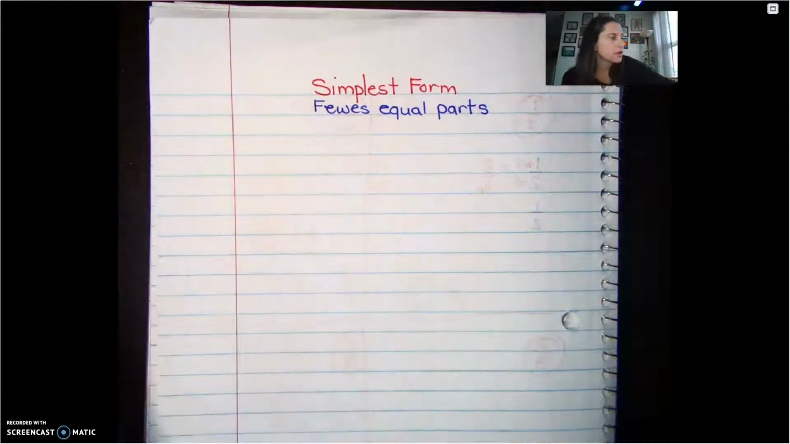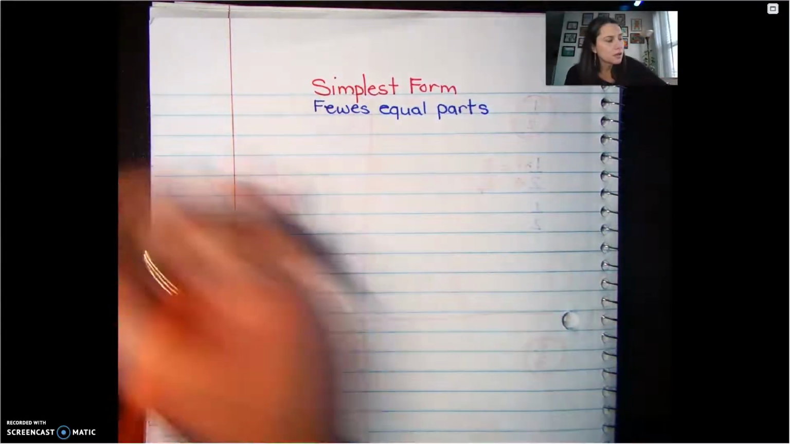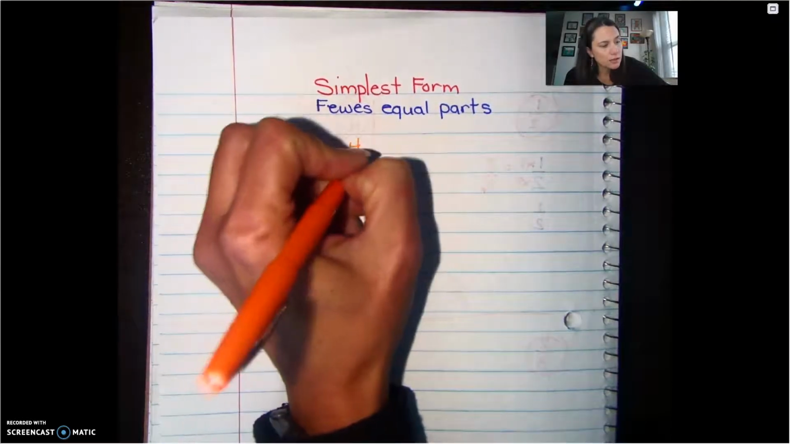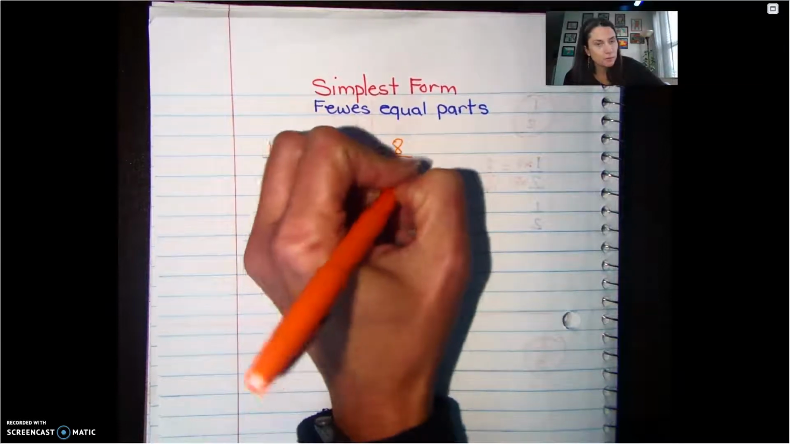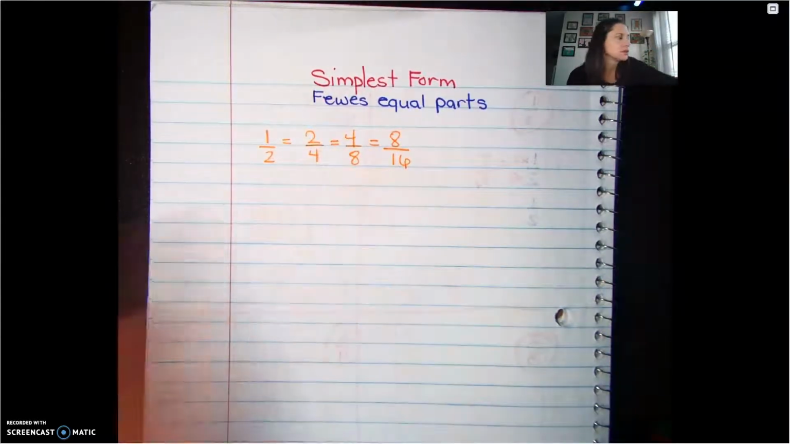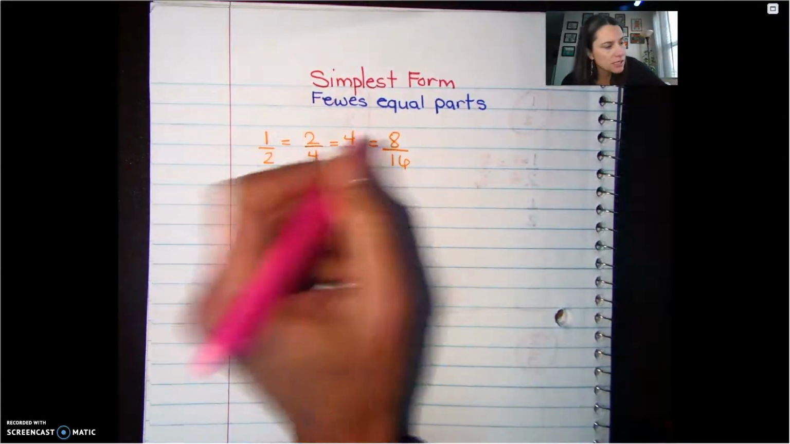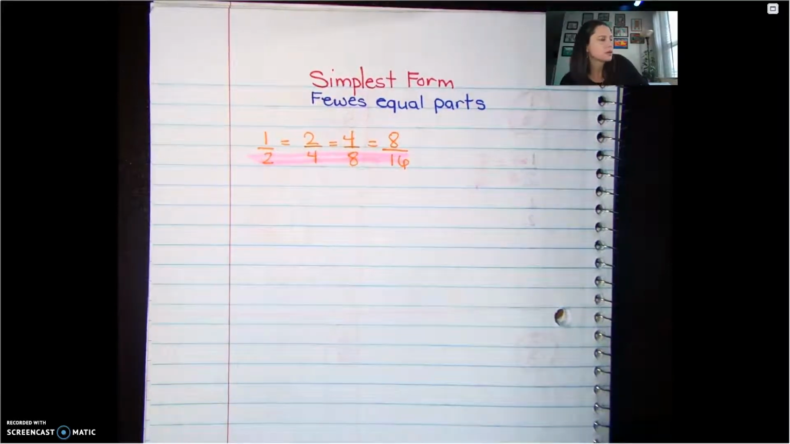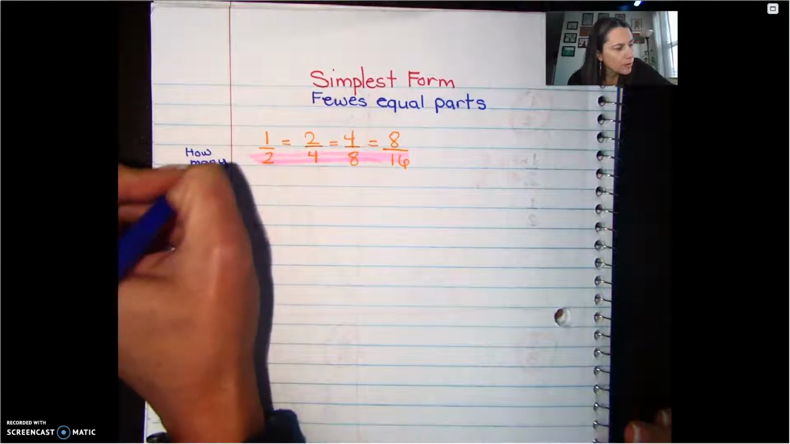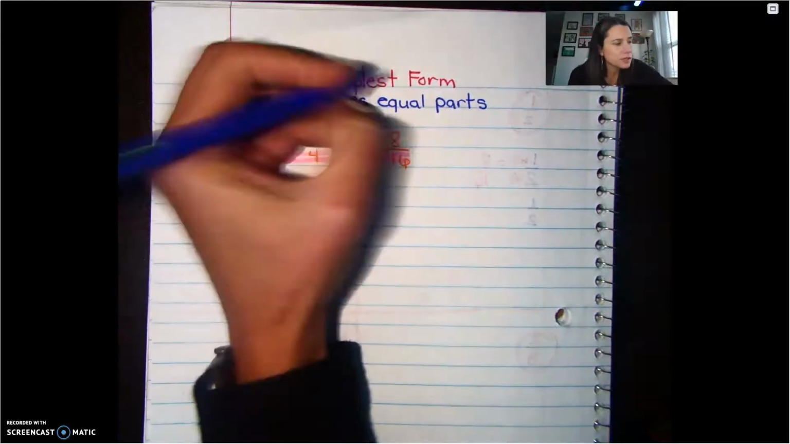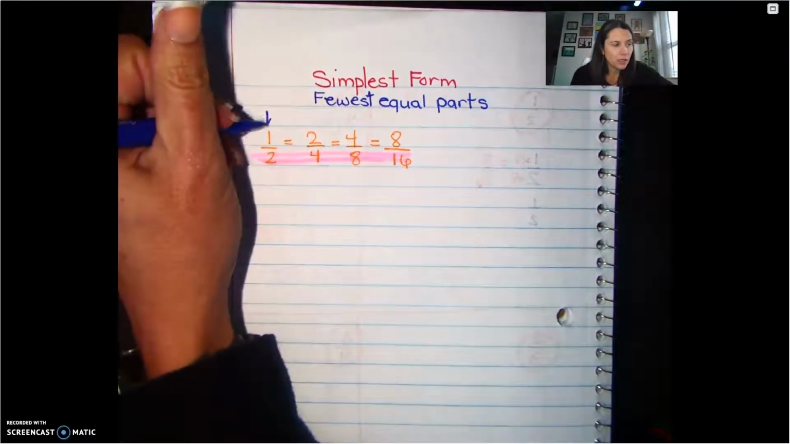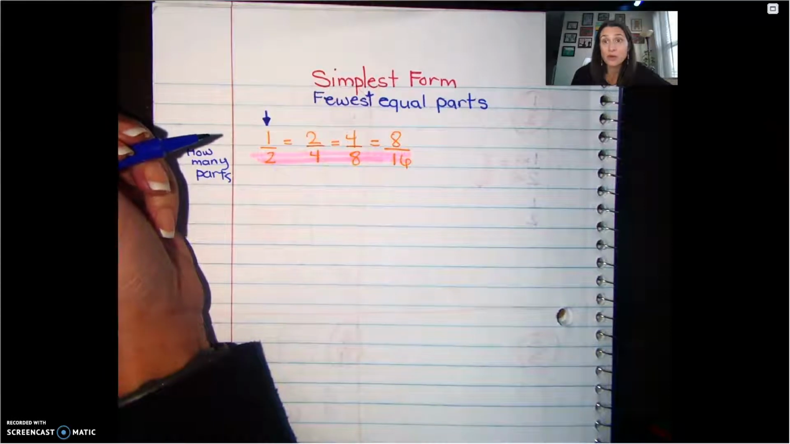Okay, so for example, yesterday we did the 1/2. So we did 1/2 is equal to 2/4 is equal to 4/8 is equal to 8/16, right? And so remember, which of the numbers, the top or the bottom, tells me how many parts? That would be the bottom. So this tells me how many parts. Okay, so if simplest form is the fewest equal parts, which one of these has the fewest parts? It will be the 1/2, so that means that is the simplest form, 1/2.